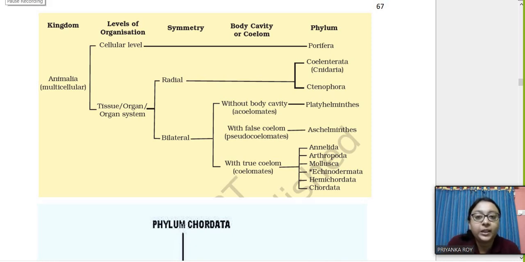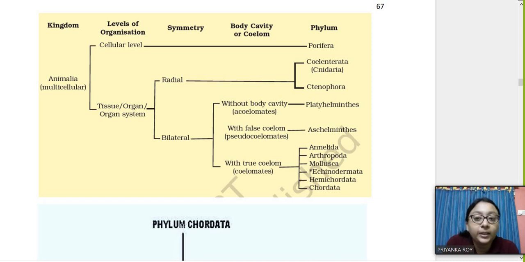Hello everyone. So in my last video I had discussed the classification of non-chordates. So today we will move on with the chordate classification, and the last part of this topic will be some portion of developmental biology. So just giving a quick recap about what we had discussed in the last video.